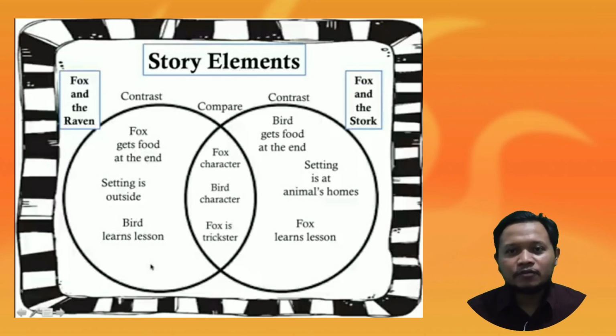So, it is in the form of a Venn diagram. In the middle are the similarities, while on the right and the left side are differences from the point of view of the elements of the short stories. So that's how we analyze short stories. We can use a Venn diagram like exemplified. You may try with your friends to analyze other stories.